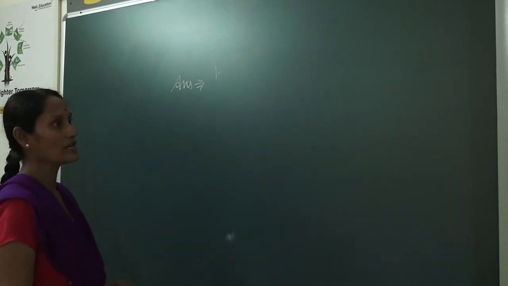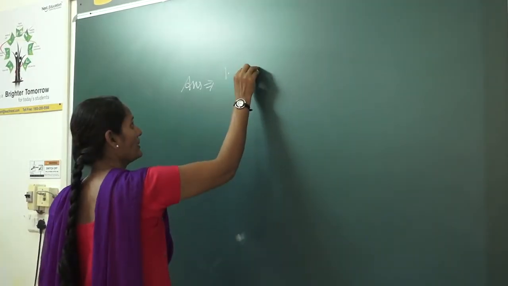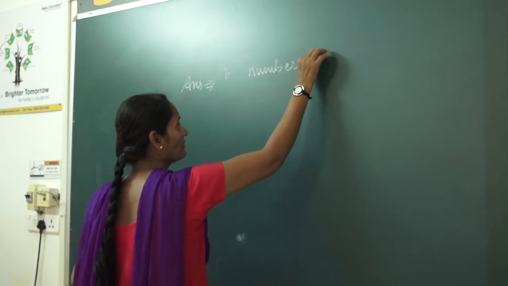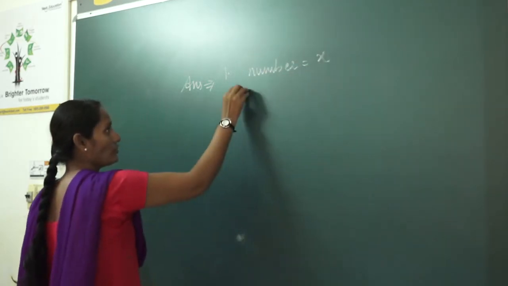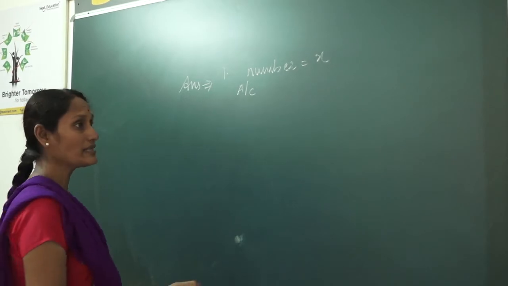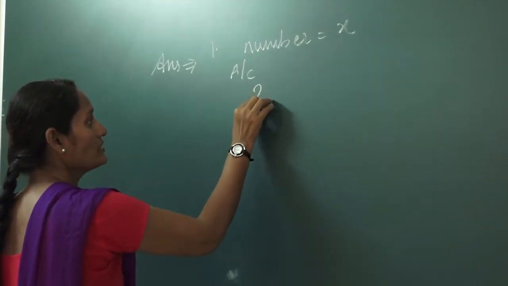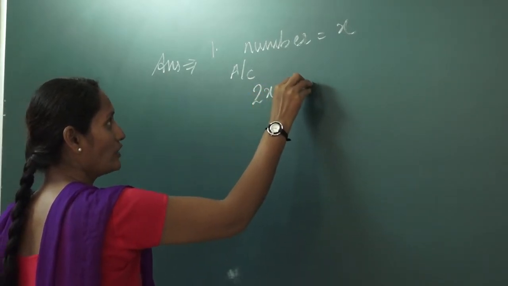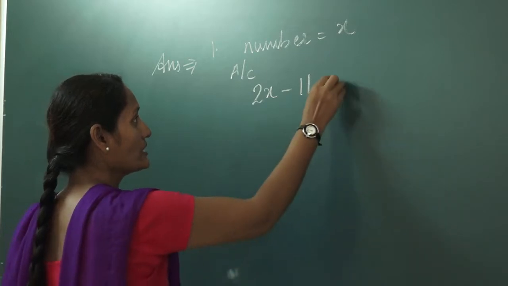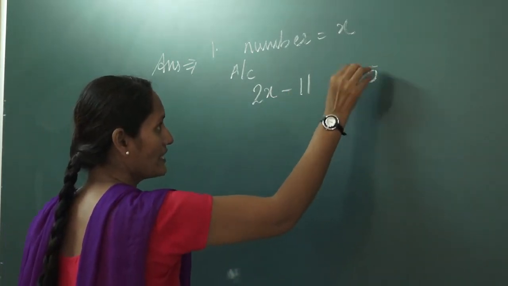Okay, so first answer. A number we don't know. So what am I taking? N-U-M-B-E-R. So number will be our x. According to the condition, when I subtract 11 from twice, twice means 2x. From there I am subtracting 11. The result was, so result was means it will be the equal sign. What was the result? 15.